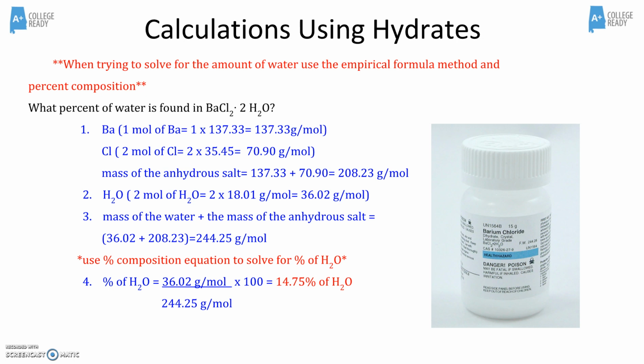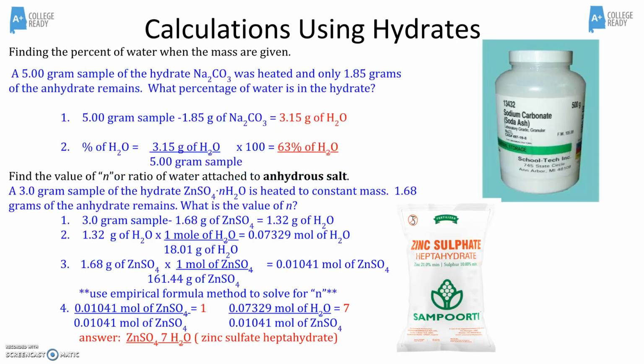I multiply by 100, and that, of course, gives me my percentage of the 14.75% of water in this substance. And as you see on the right, there is an actual picture of what it would look like in your chemical storage cabinet. Let's look at another calculation using hydrates.